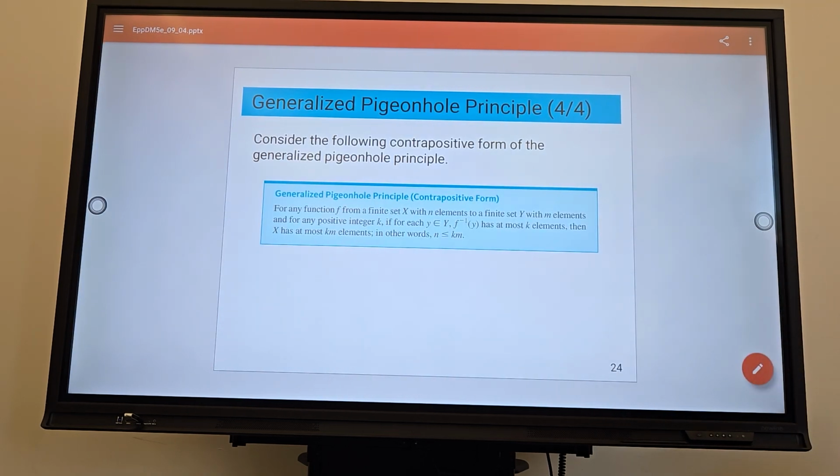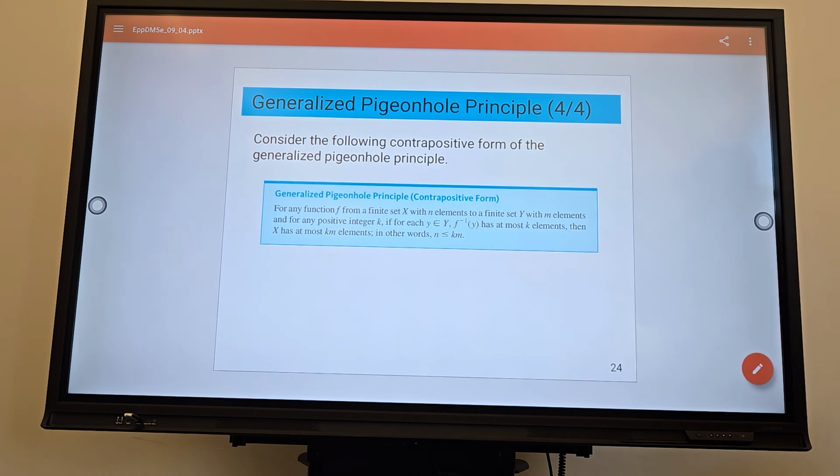Expound on that? Well, if for each y that's an element of the set Y, the inverse of the function has at most k elements, then X has at most km elements. In other words, n is less than or equal to km.